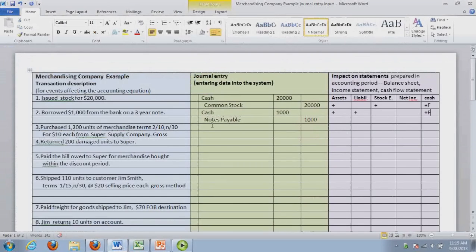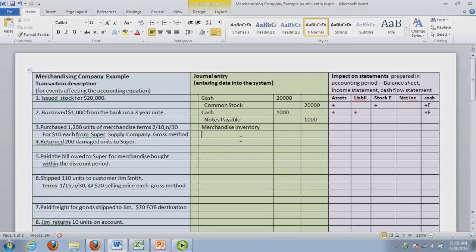Okay, now we're starting the merchandising transactions. So here we go. We've got 1,200 units of stuff. We do have credit terms, so we're encouraged to pay early. Within 10 days we get 2% off. We're going to use the gross method, so we are not actually going to take the discount right away. When we pay for it, we will then take the discount. So if we buy merchandise, we're increasing our inventory. And I'm going to, in the future, just cut and paste this.